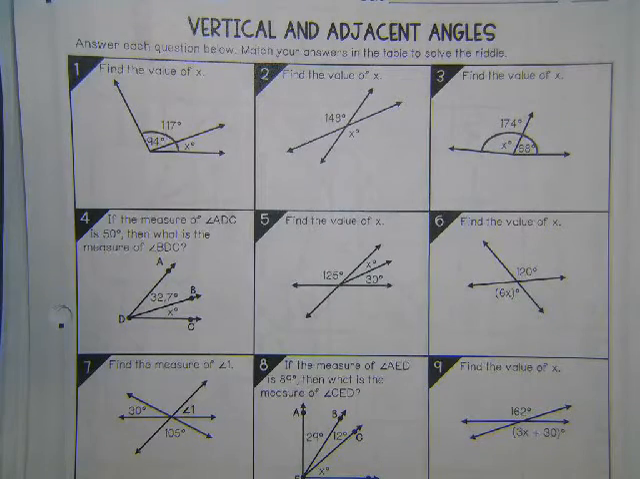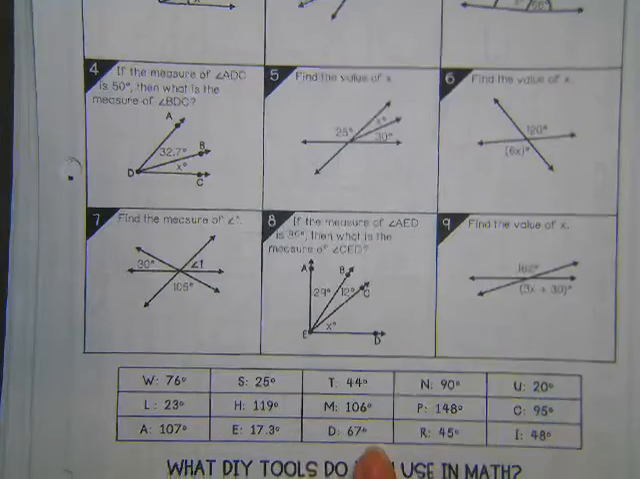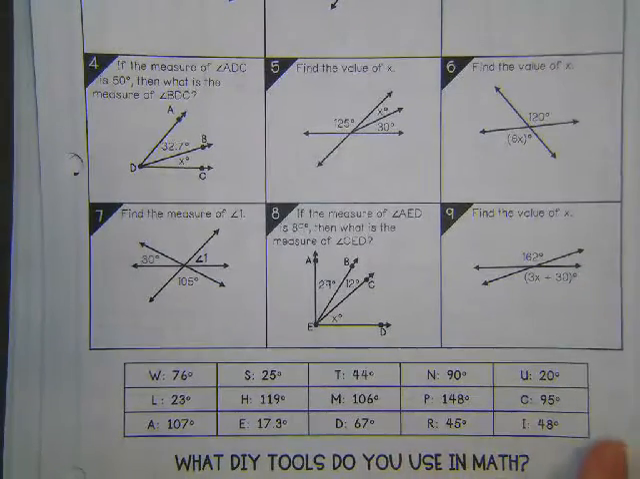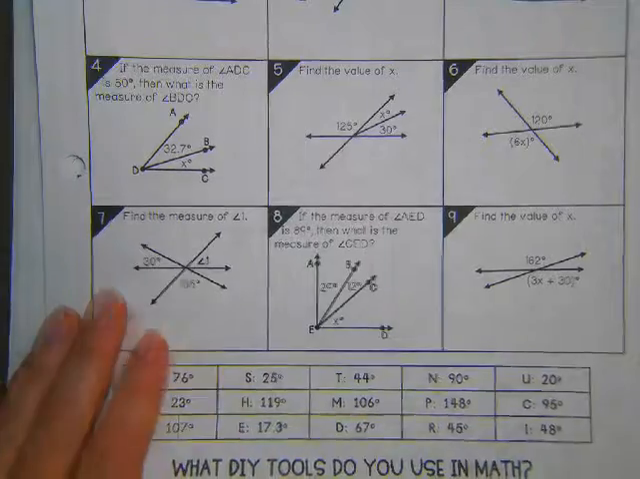All right, your homework for today is completing homework assignment number 2. Make sure you write an equation and solve it for each one of these, and double check your answer, or your solution is down here below. And go ahead and try to solve what DIY tools do you use in math.